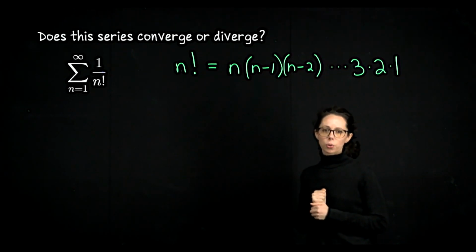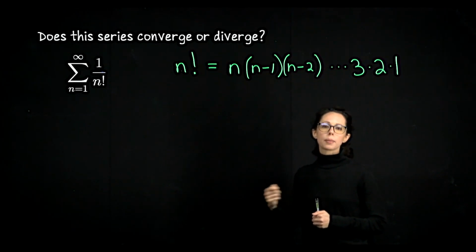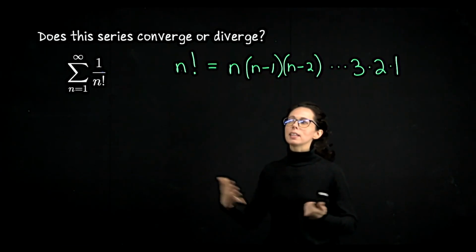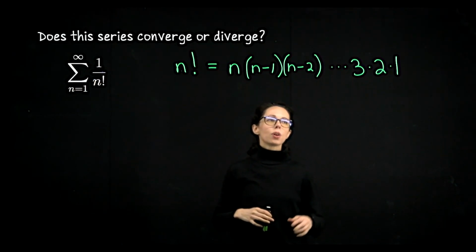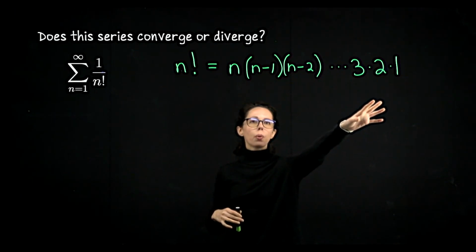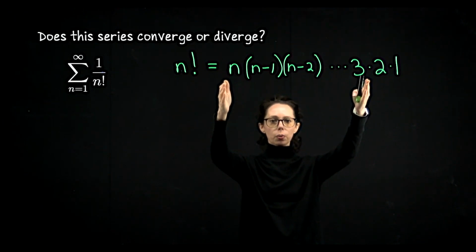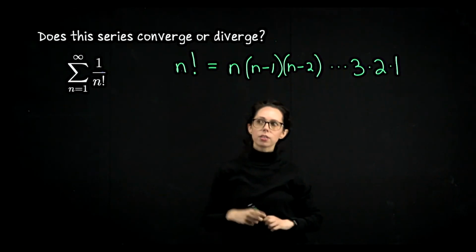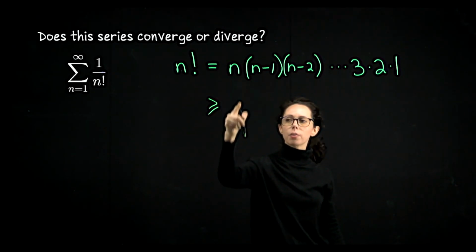So 3 factorial is 3 times 2 times 1. 4 factorial is 4 times 3 times 2 times 1, etc. So let's assume that n is at least 3. I mean, we're looking at n going from 1 to infinity. If n is at least 3, what I'm going to do is take every term larger than 2 and replace them with 2 in this product. So n factorial is greater than or equal to taking this number and replacing it with 2.